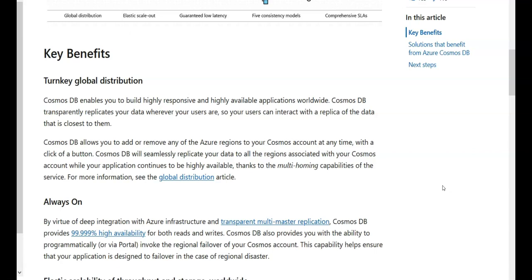Cosmos DB will seamlessly replicate the data to all the regions associated with the Cosmos account while your application continues to be highly available. It is always on by virtue of deep integration with Azure infrastructure and transparent multi-master replication. Cosmos DB provides 99.999% high availability for both reads and writes. Cosmos DB also provides you with the ability to programmatically or via portal invoke the regional failover of the Cosmos account.